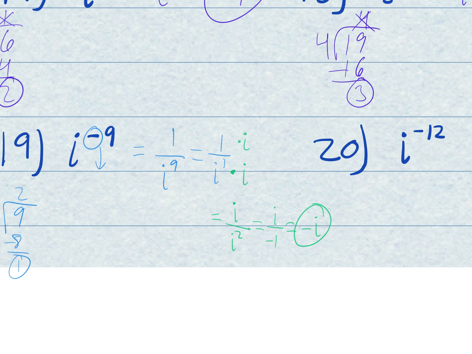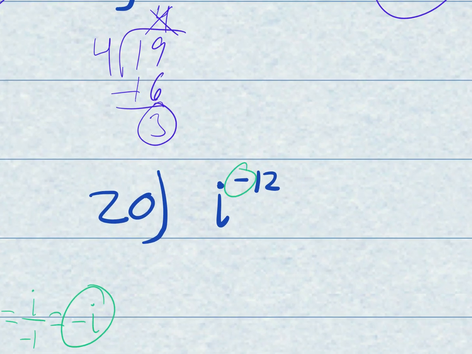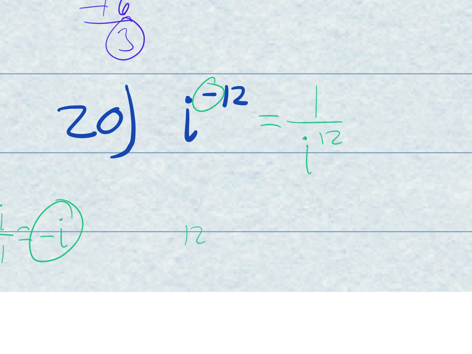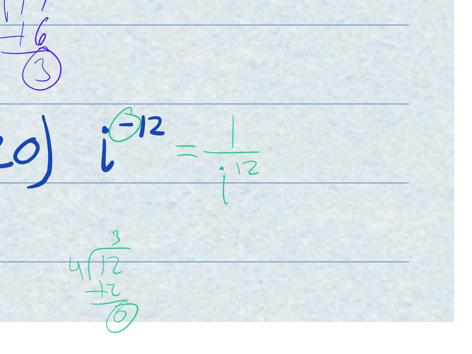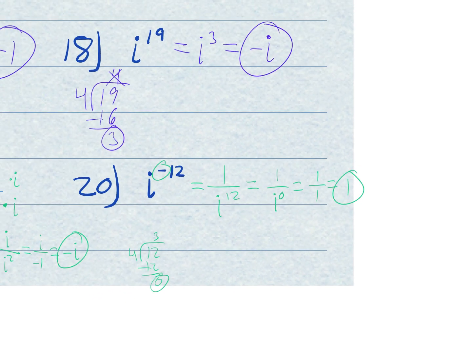All right, we want to do the same thing with number 20. Right, so we have a negative in that exponent, bring it to the denominator, and make the exponent positive. So we get 1 over i to the 12th, right? 4 goes into 12 3 times, and we get no remainder, right? No remainder means our exponent is 0. 1 over i to the 0. Anything to the 0 power is 1, so we get 1 over 1, which is just 1. So i to the -12 is going to get you positive 1.